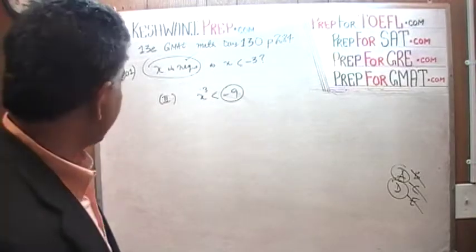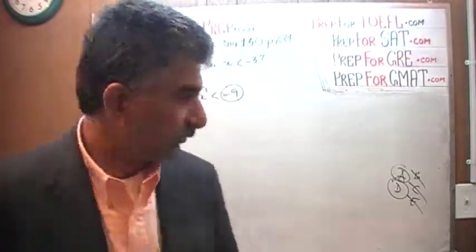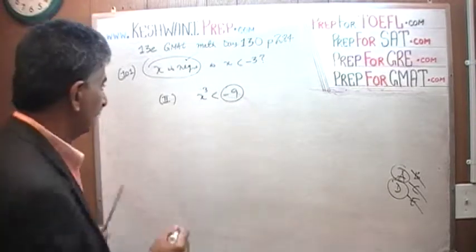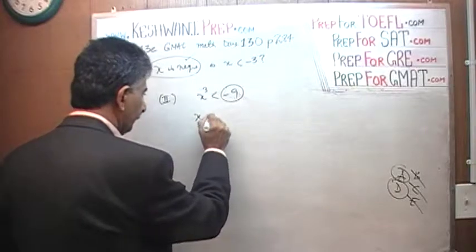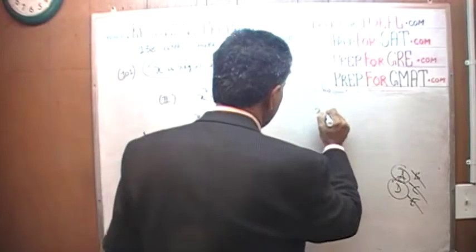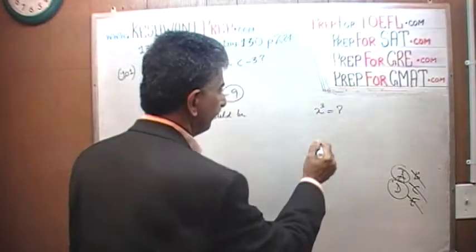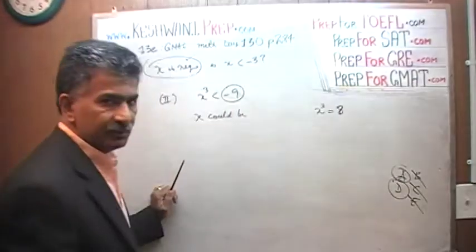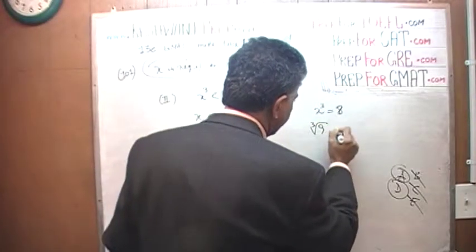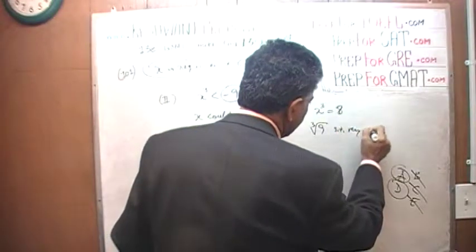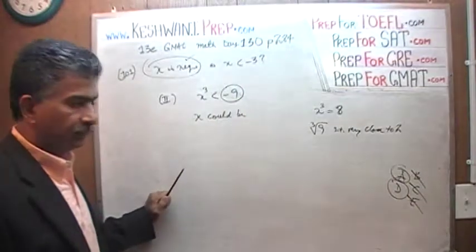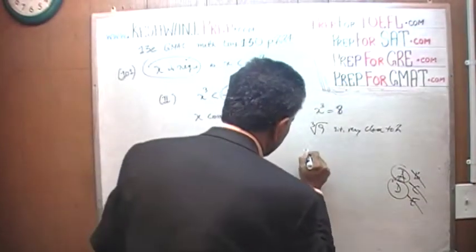Is that enough for us to know if x is definitely less than negative 3? The answer is no. For example, here's what's going on. X cubed is equal to 9, which means the cube root of 9 is going to be something very close to 2. I'm not going to do it here, but you should try it out.